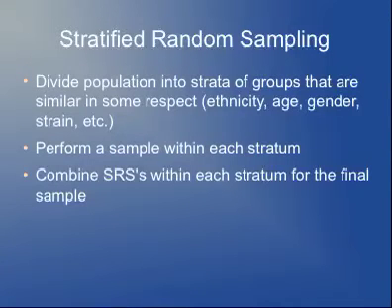And one way to get around that is to do what's called stratified random sampling, as I'll explain in more detail in a minute. Stratified random sampling is related to the idea of blocking that we discussed on Wednesday. The idea is that you divide your population into strata, groups that are similar in some respect, and then you sample separately within each stratum. And then you basically combine the various strata to get your final results.